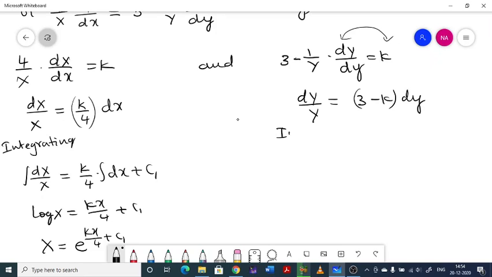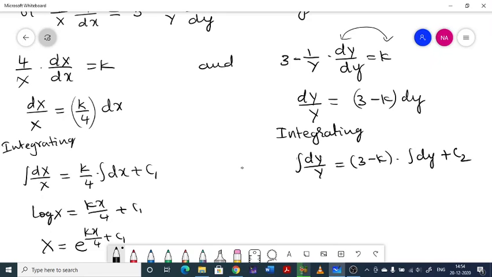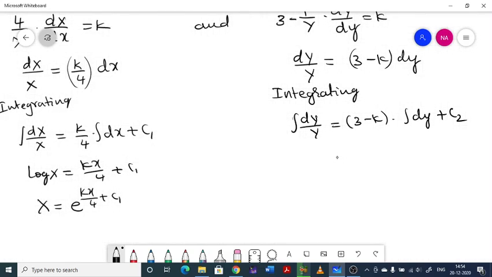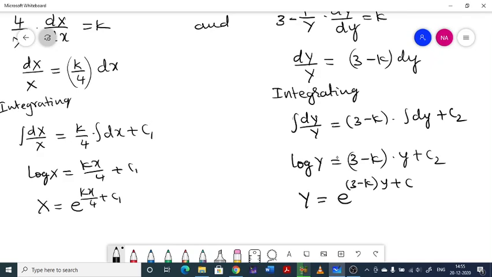Integrating, you will get integral d capital Y by capital Y equal to 3 minus k, that is constant, integral dy plus c2. Now integrating this, it will be log capital Y equal to 3 minus k into y plus c2. So you will be having capital Y equal to e power 3 minus k into y plus c2.